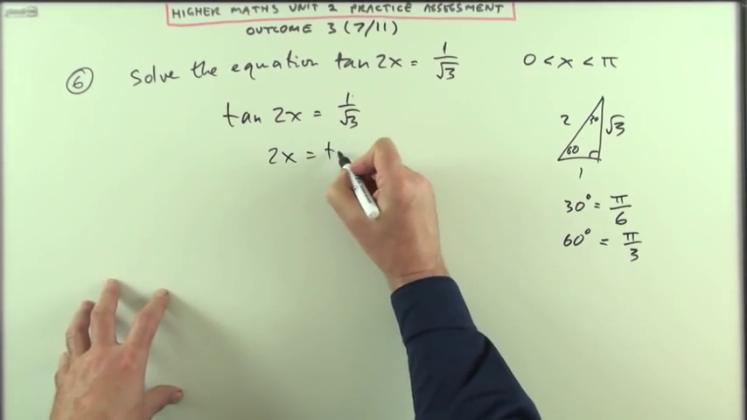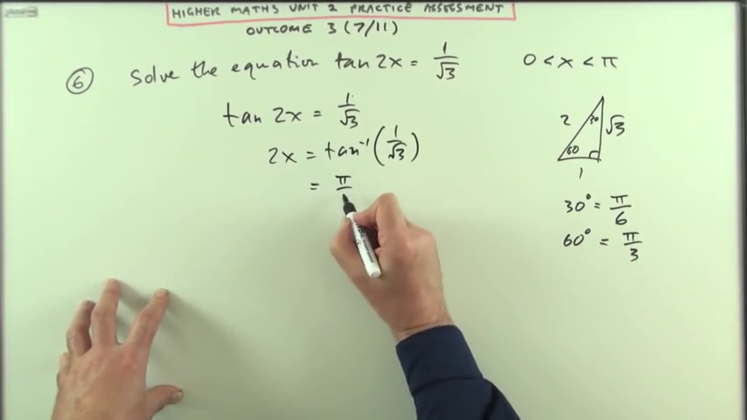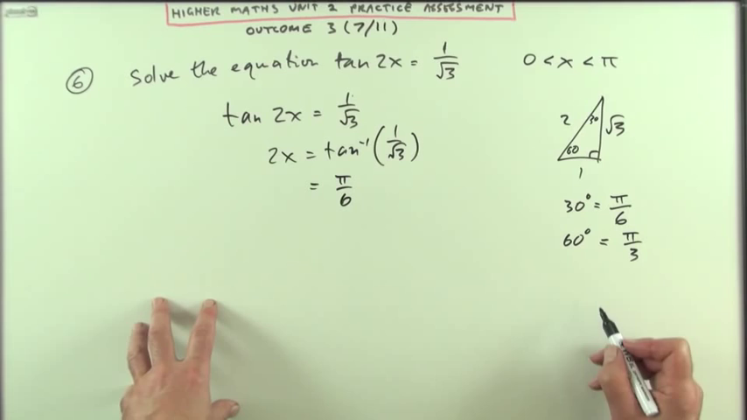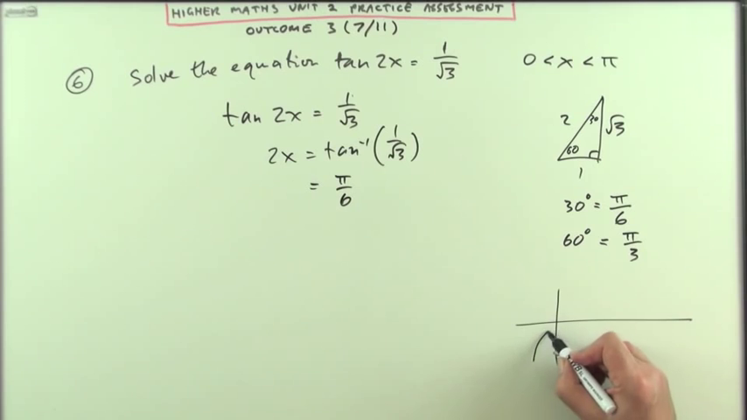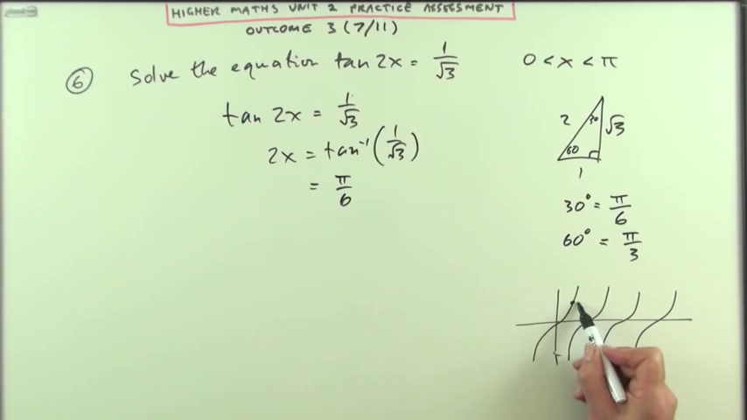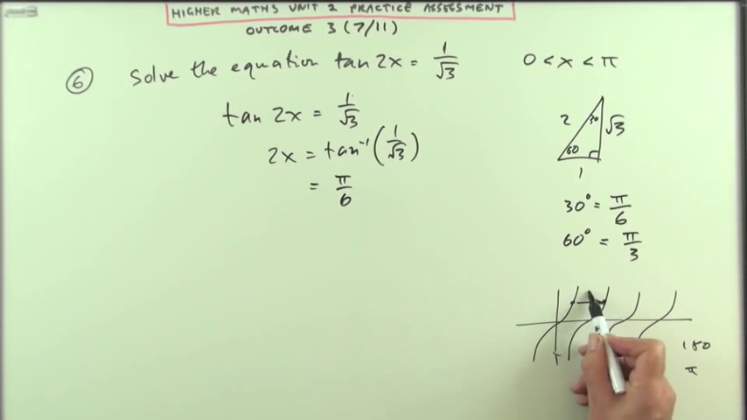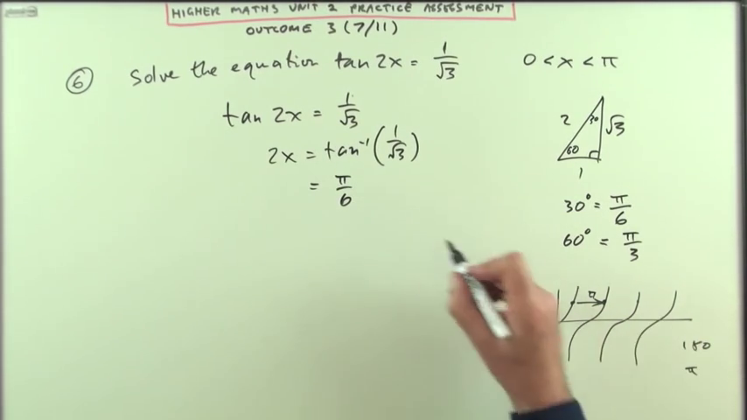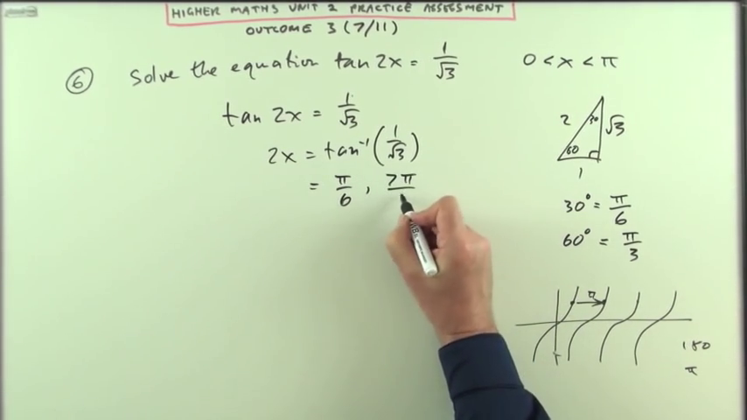So 2x is inverse tan 1 upon root 3. So that would be pi upon 6. Then either think of the tangent graph. Now the tangent graphs are actually quite handy, because the tangent graphs are just like waves. So as soon as you know one answer, the next answer, and these waves are all 180 degrees apart, or if you like, all pi apart. If you know one answer, the next one's just pi more than it. So if that's pi upon 6, the next one's going to be add on another pi, so that's another 6 sixths. It must be 7 pi upon 6.